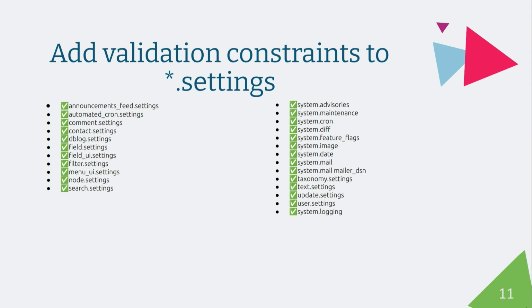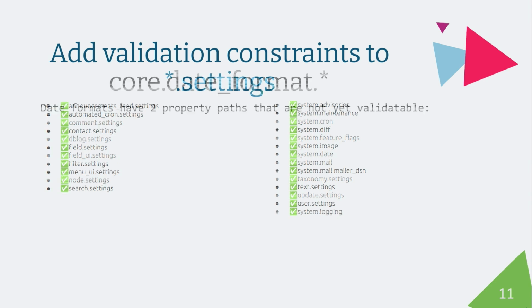This is a meta issue on Drupal.org: star.settings, which means all of those things now have validation constraints applied to them. If you want to do it yourself for simple configuration, these are all simple configurations, you can look at those. It says Drupal 11 here. Some things have been done in 10.2, some in 10.3, but the most recent ones have been in 11.